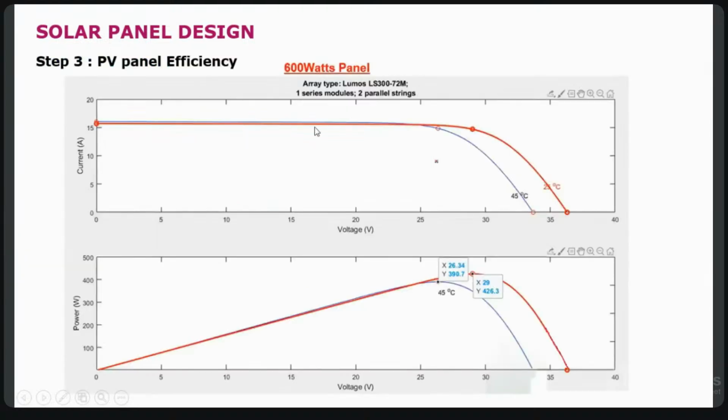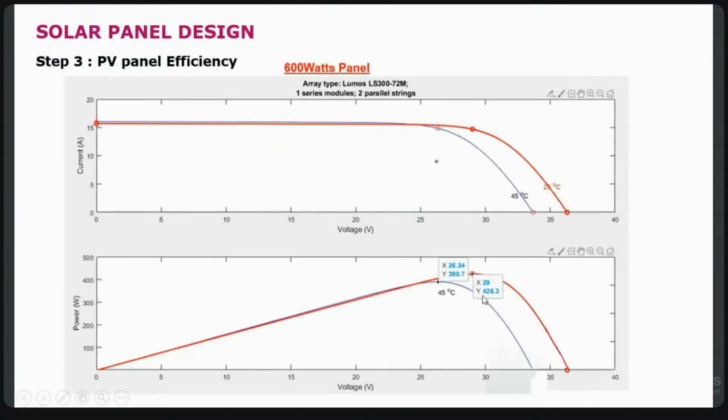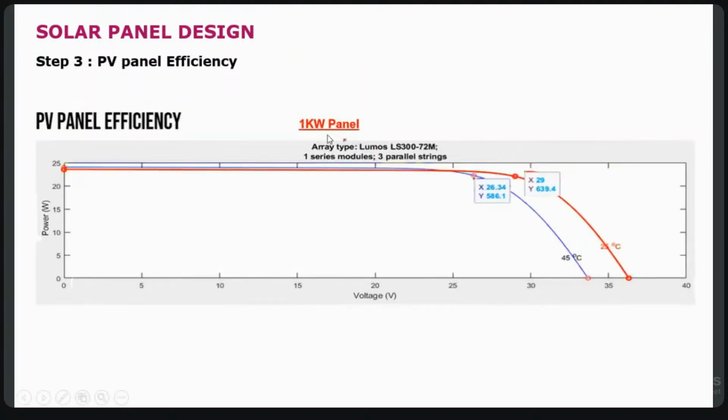Suppose you take a 600 watt panel. I already told you, for different temperatures there will be different power extraction. Suppose for 25 degrees our load needs a 600 watt panel, but what we get from the panel is 426 watt, so we have a shortage of watts. So what we will do is increase the panel capacity.